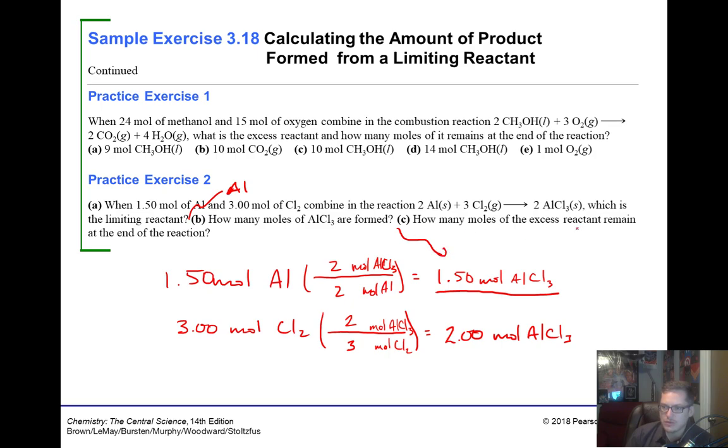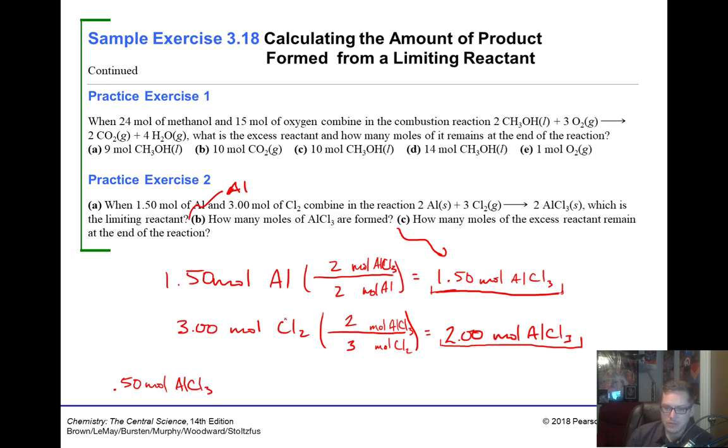How many moles of excess reactant remain at the end? To find that, we need to figure out how much Cl2 is going to be left over. There's a couple of ways we can go about this. The easiest way I find is to take the amount of product that we could have made, which is 2.00 moles of AlCl3, and subtract the moles of what we actually made, which is this part here. So we take 2.00 minus 1.50. There's 0.50 moles of AlCl3 that could have been made.